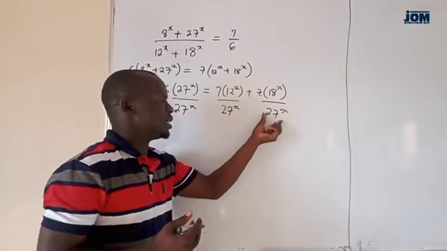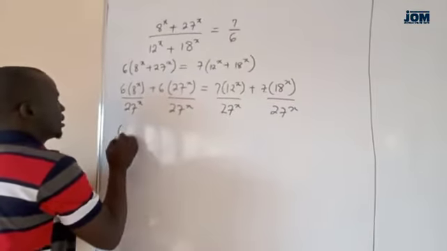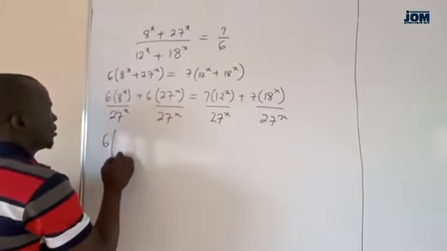Now, that is why I have to split it for us to see what it means. So, this can be written as 6 open bracket 8 over 27 all raised to the power of x, since all of them are having powers of x. And likewise, this can be written as 6 multiplied by 27 over 27 all raised to the power of x, and is equal to 7 multiplying 12 over 27 all raised to the power of x plus 7 multiplying 18 over 27 all raised to the power of x. As we know, this is the same thing as 1.